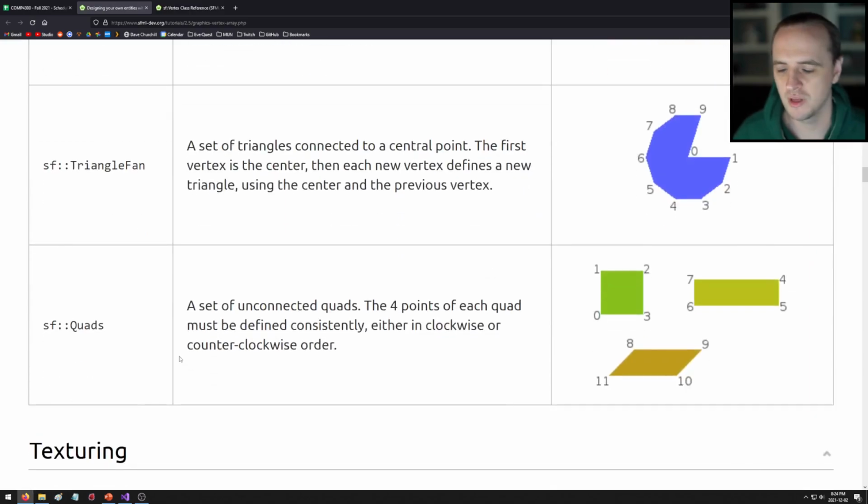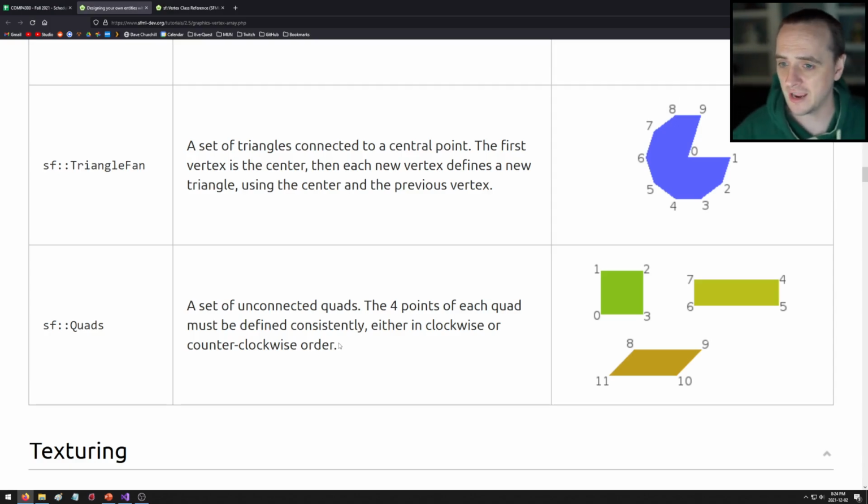And the last one we'll look at today would be quads. This is a series of unconnected quads. The first 4 points would define the first quad. The second set of 4 points would be the second quad, and so on and so forth with all the different quads. Okay?